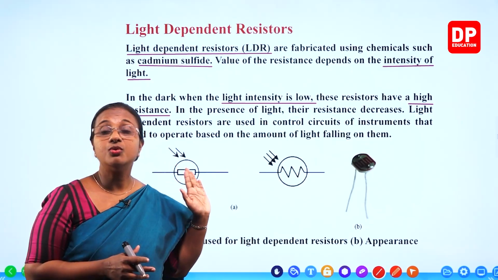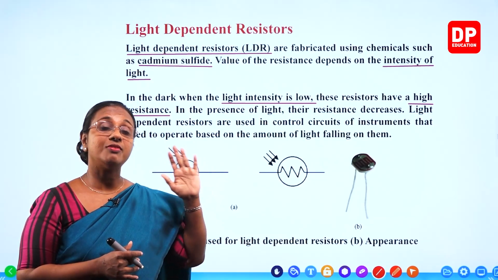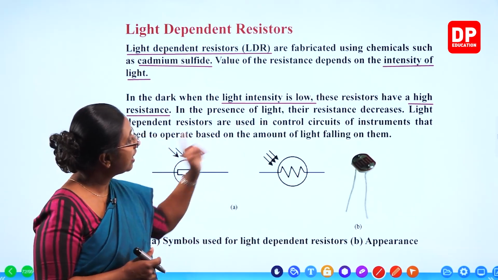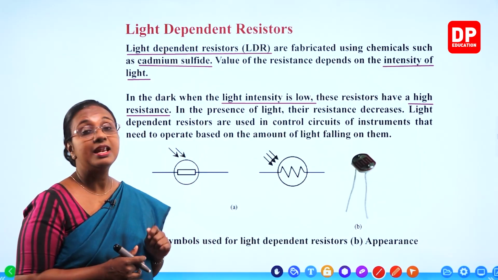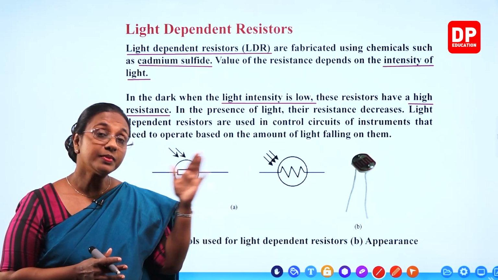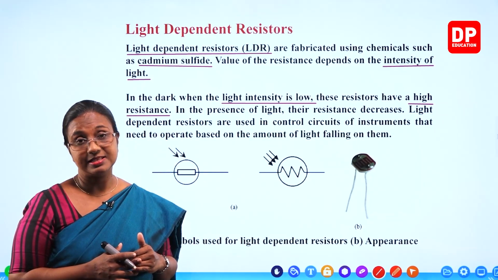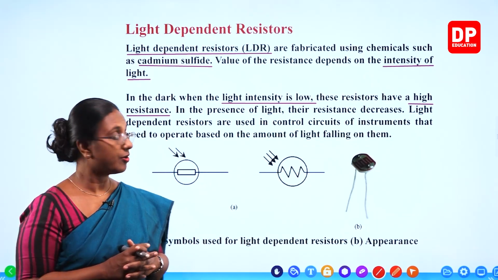When there is no light or intensity of light is very low, resistance is high. Here you can see high resistance when the light intensity is low. But as light falls, the resistance decreases. Is that clear to you?